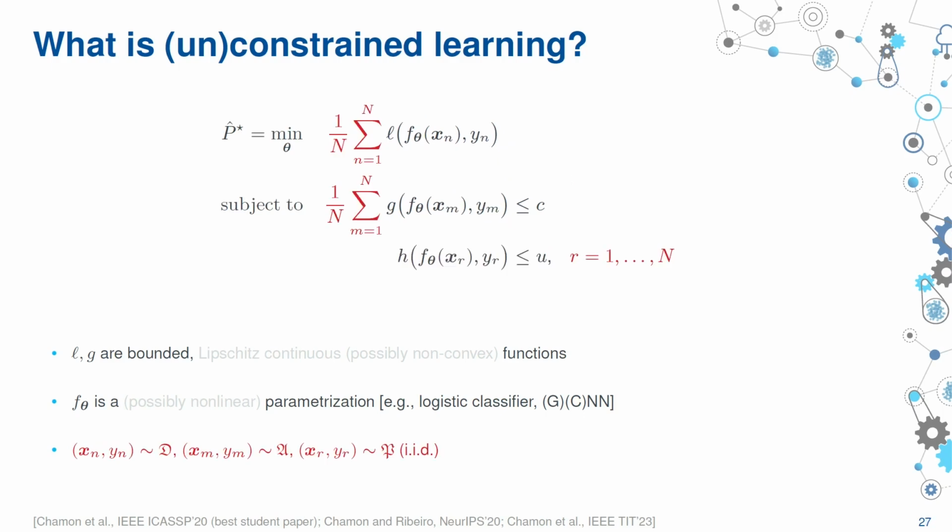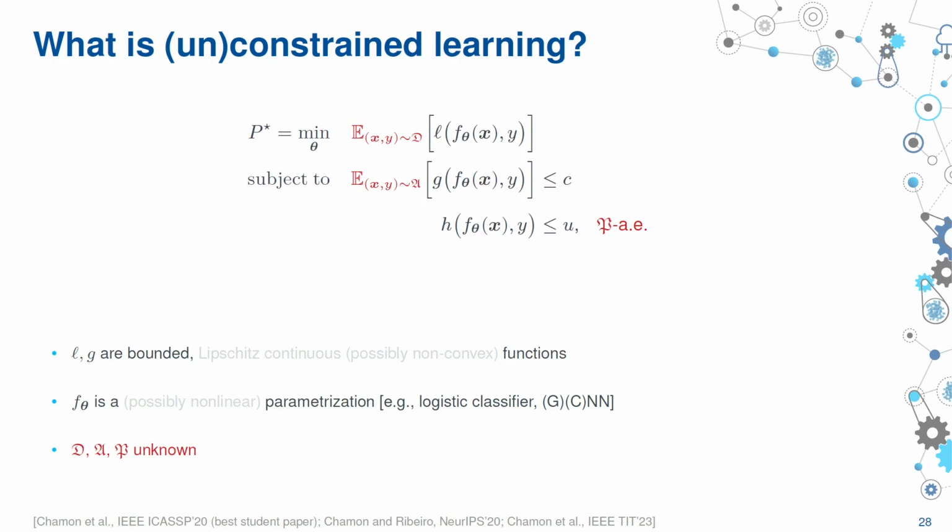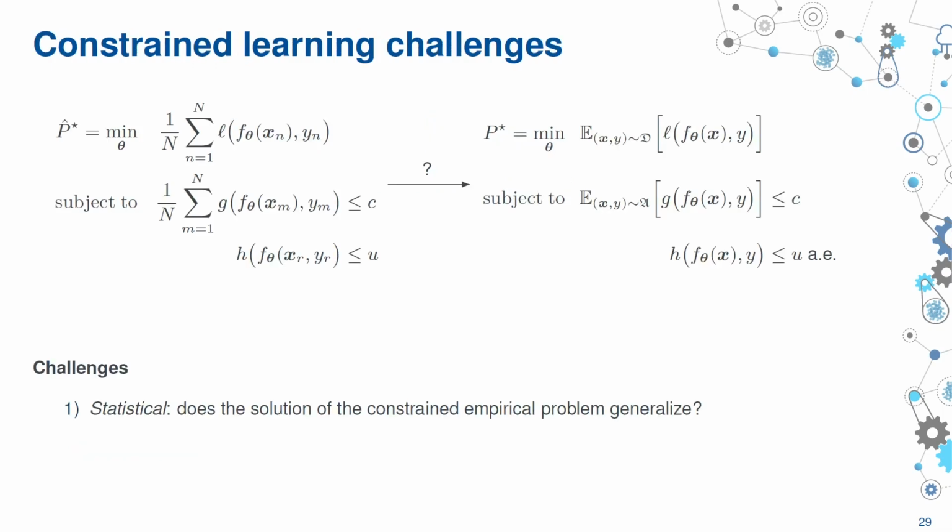Now that's the problem that we can solve, because that's the data that we have. The problem that we want to solve actually is this one, right? So we want to solve the problem over the statistical distribution of the data. The reason why we do not solve this one is because we don't have access to the probability distribution. And that motivates the question, right, of whether the empirical converges to the statistical.